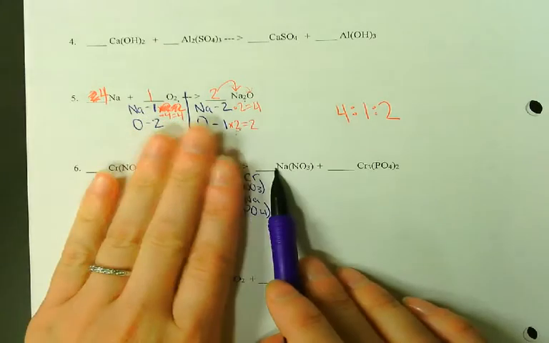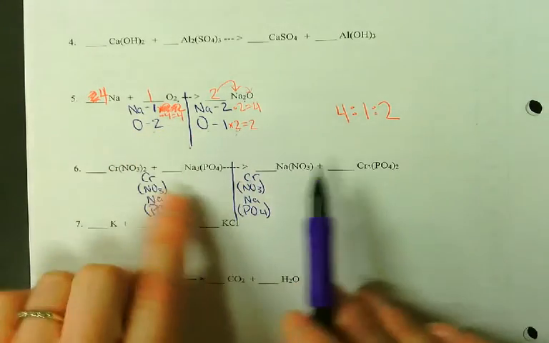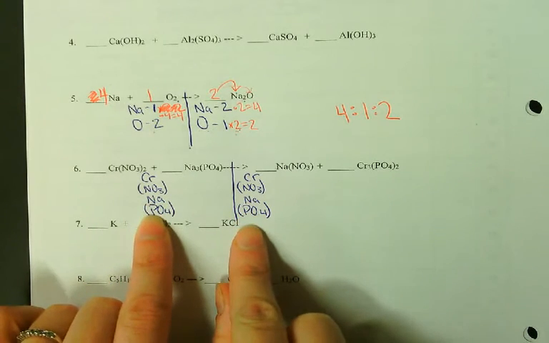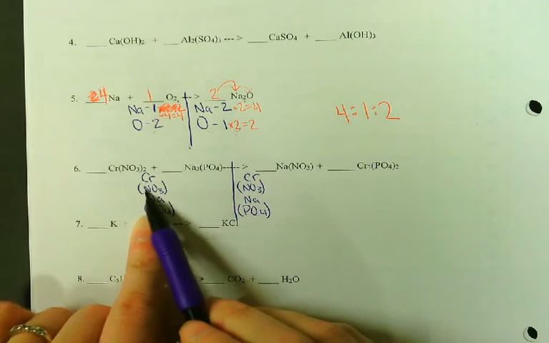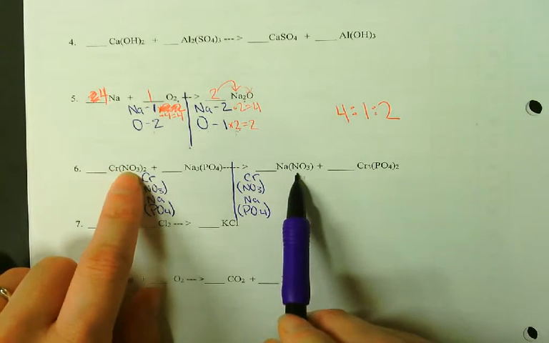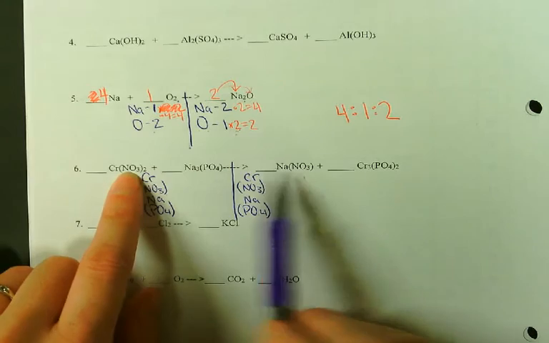Now, you'll notice it's not written in the same order on the product side up here, but I'm going to copy it in the same order. That way I can compare really easily, like this. I'm able to keep my NO3 together because it's in parentheses on both sides. So my polyatomics didn't change, so I can balance it as 1.